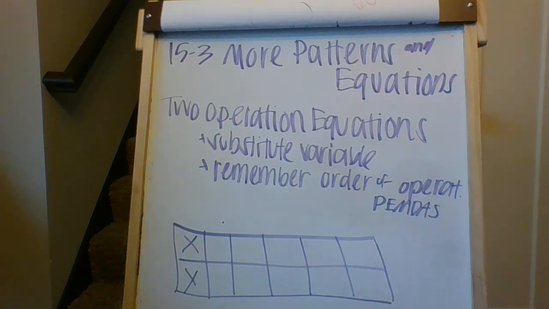Hey, sixth graders. Today's lesson, we're going to be taking a look at 15-3, which goes directly with what we were working on yesterday. So yesterday we started looking at patterns and equations and really how to take a look at what that rule is going to be and create an equation.